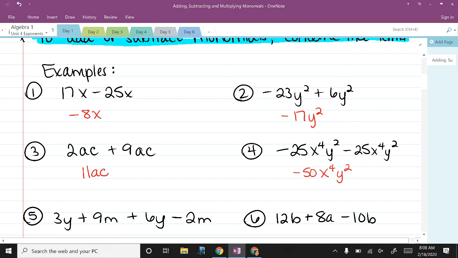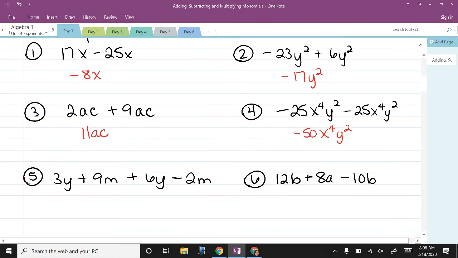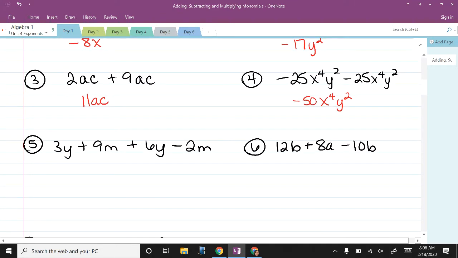Any questions so far? All right, so now we're going to start seeing some more things added in, some of which may or may not be like terms. And I'll start blending it. So write down number 5, please. 3y plus 9m plus 6y minus 2m.